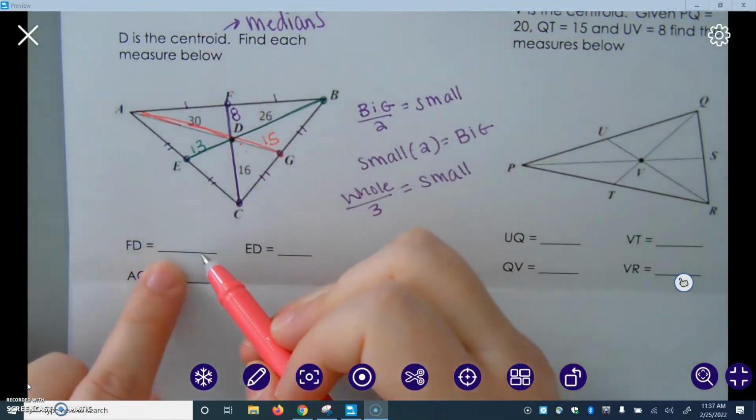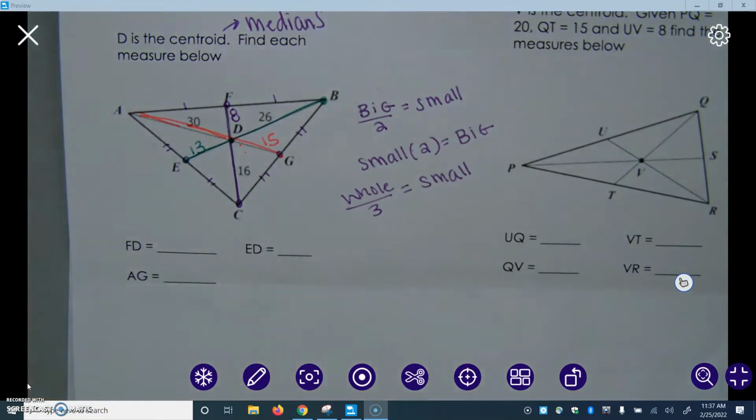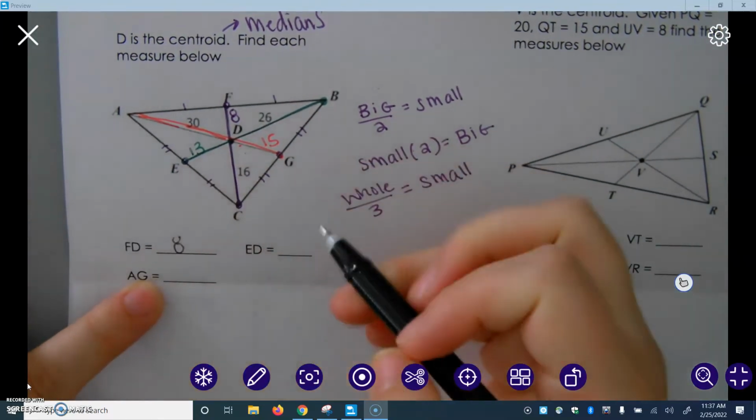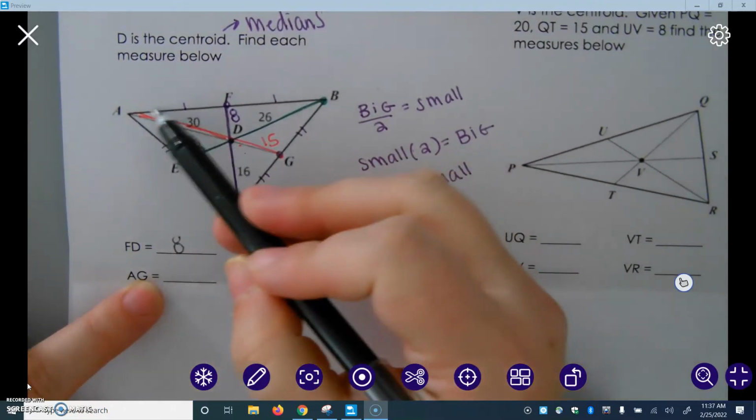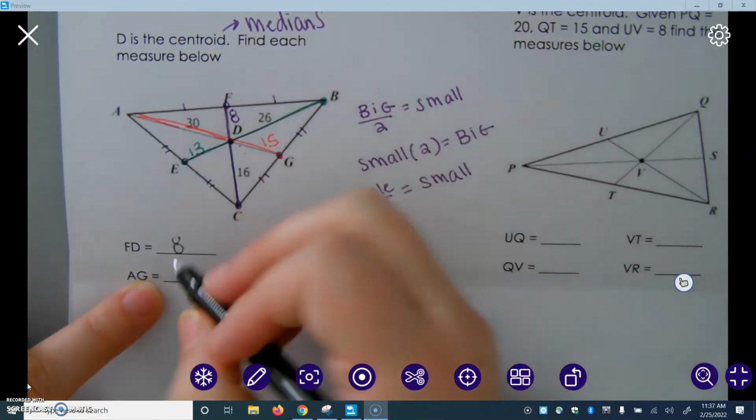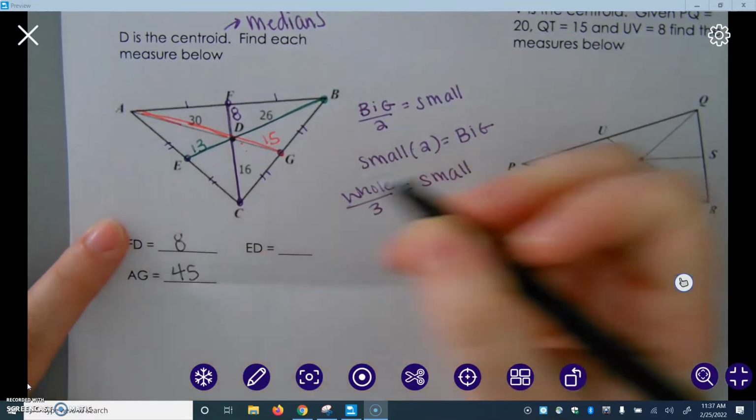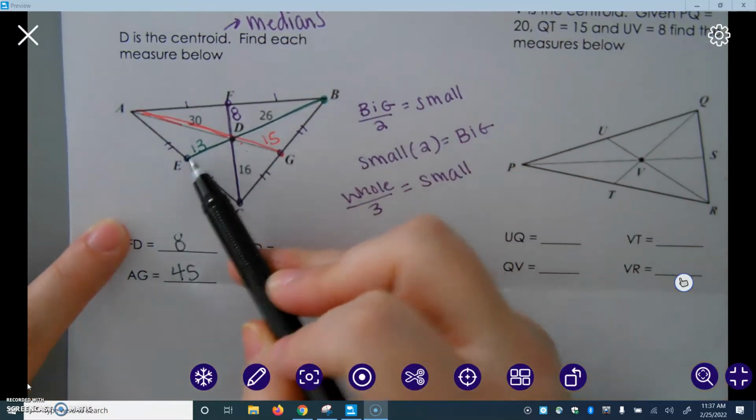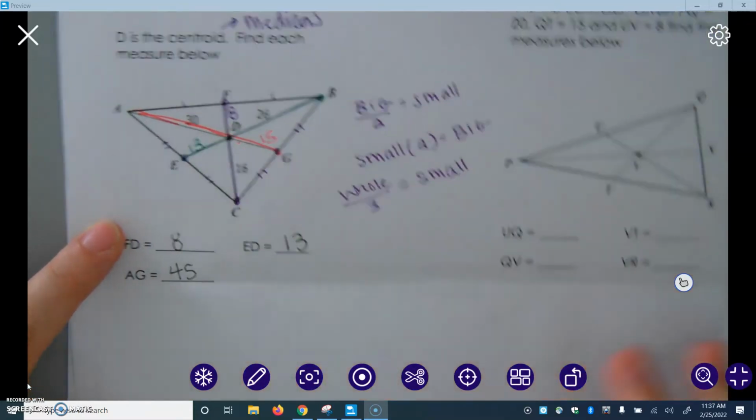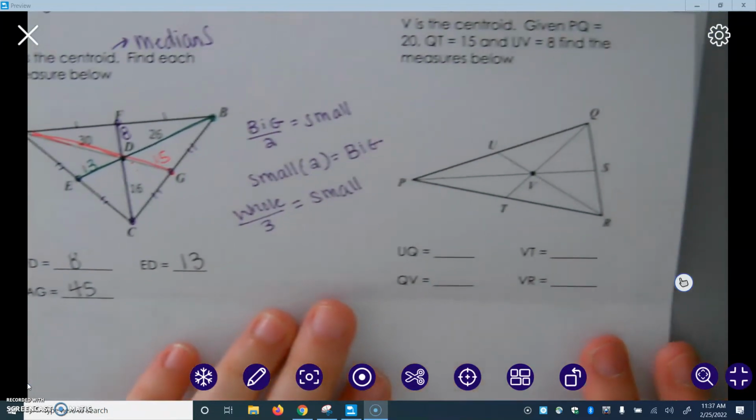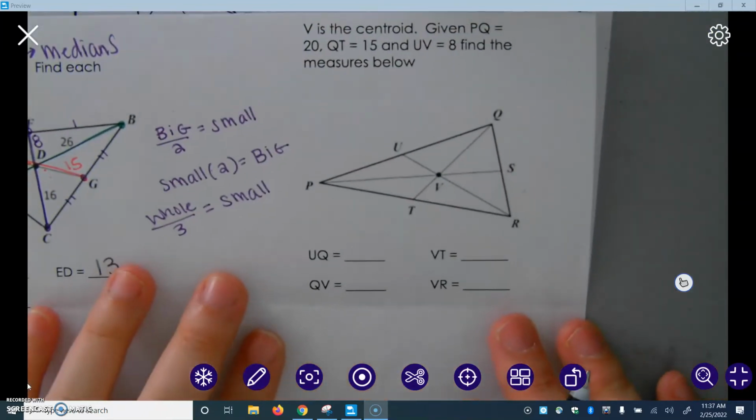So let's look at the questions down here. From F to D is 8. A to G is the whole thing. So from A to G is 45. From E to D is 13. All right, the next one.